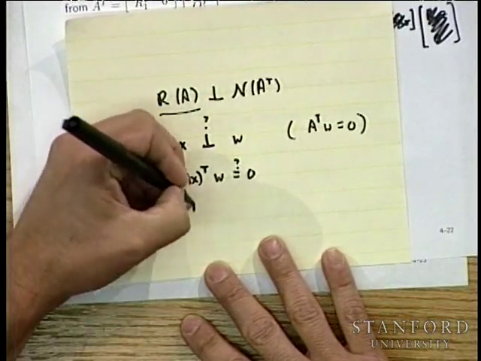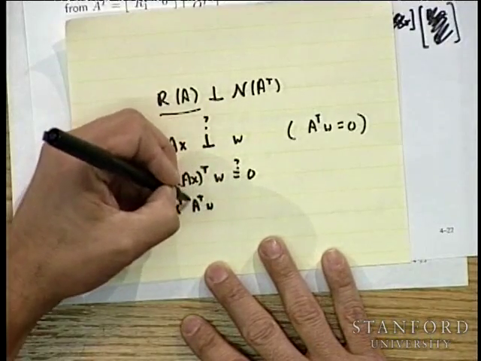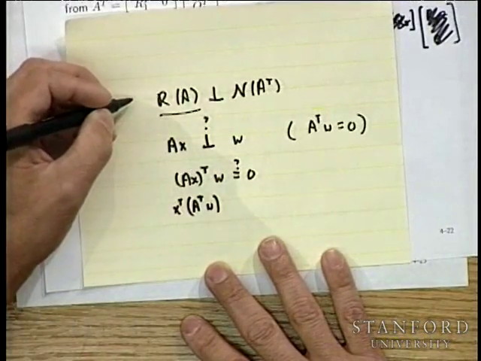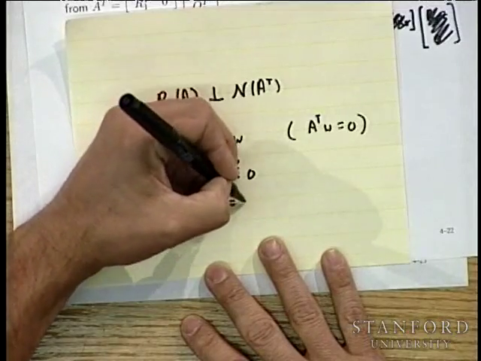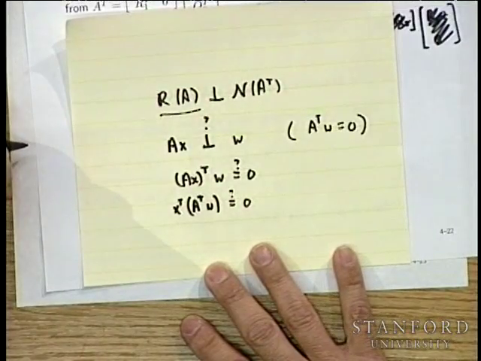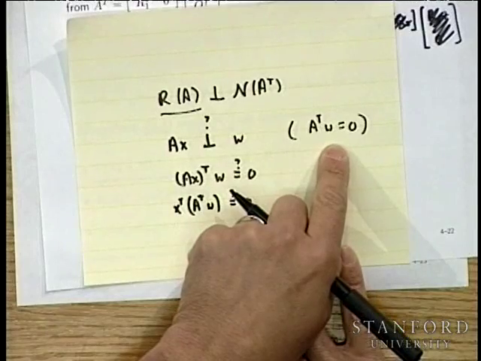Well, that's x transpose A transpose W. And if you don't mind, I'm going to just reassociate right now and skip a step. I'm going to look at that and put a question mark there. And I can erase the question mark because A transpose W is 0. Okay?